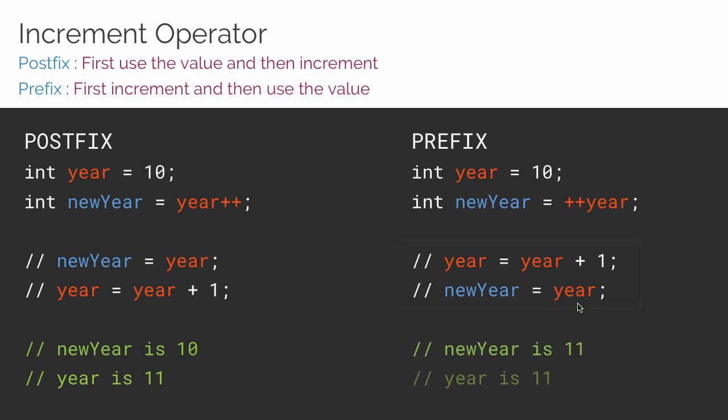So in the output, if we are going to print it, the newYear will be 11 and also year will be incremented by 1 to 11. So just remember, in case of prefix, we first increment it and then use the value. But in case of postfix, we first use the older value and then increment it by 1.